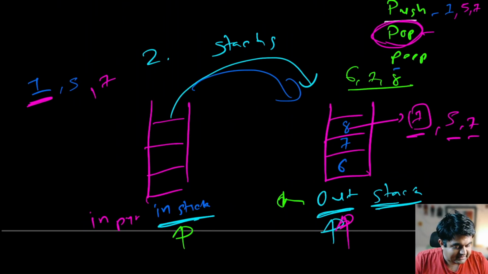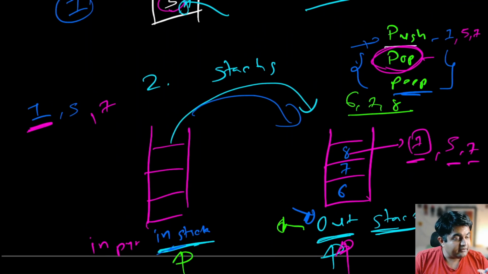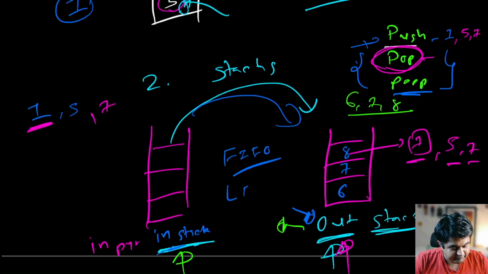And now if we, let's say, have to do peep operation, once again we are always going to do peep operation from the out stack as well. So the out stack is going to be used for pop and peep operation, and the in stack is going to be used for push operation. And if we follow this simple philosophy, we can actually achieve first in first out using the two stacks that basically operate on the LIFO principle.